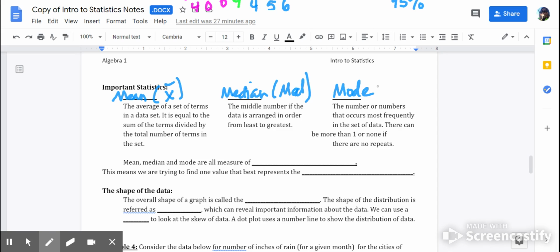Now, mean, median, and mode are all measures of center. We also call this measures of central tendency. So this means what we're trying to do is find the value that best represents the center of the data.